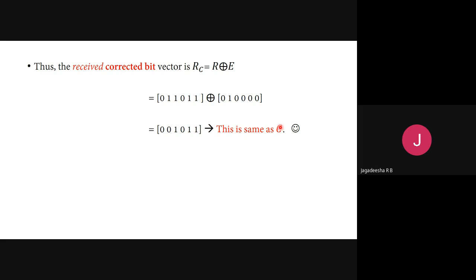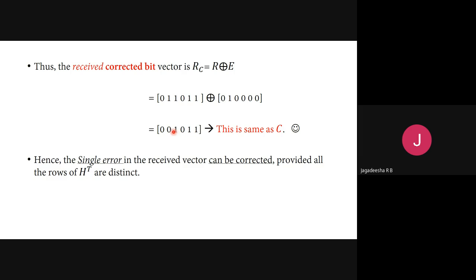Okay, so the error was detected at the second position, and the receiver did some math here, that is adding R and E, and it got the code word. So it was able to recover the code word, right? Once the code word is known, then the data is very straightforward. The first k bits are the data. Okay, so in this case, an important observation: a single error in the received vector can be corrected.